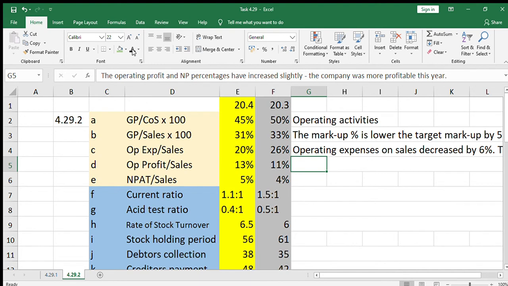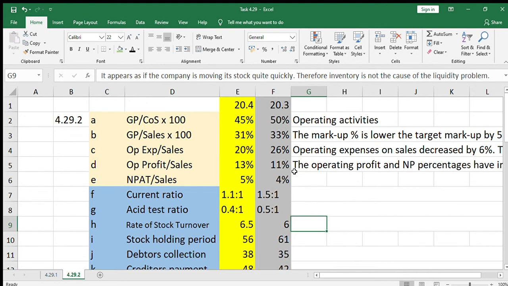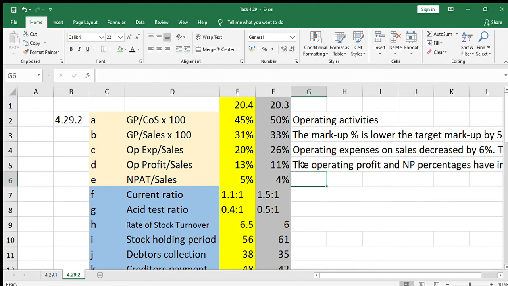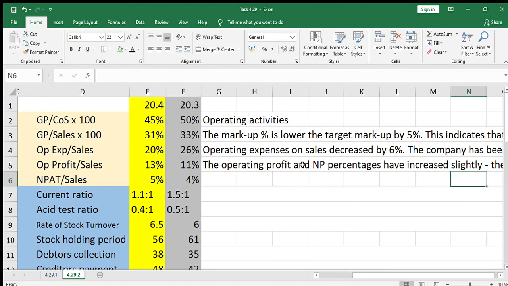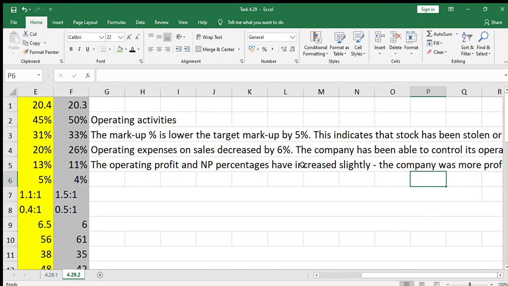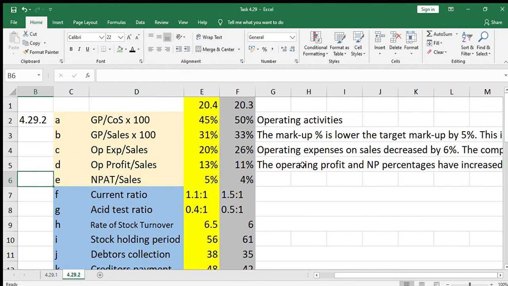Okay, then the operating profit and net profit percentages have increased slightly. The company was more profitable this year. So basically overall, the markup percentage is lower than the target markup, the operating expenses have decreased, and the operating profit and net profit percentages have increased. So the company is more profitable this year, and the directors are also managing their expenses more efficiently.